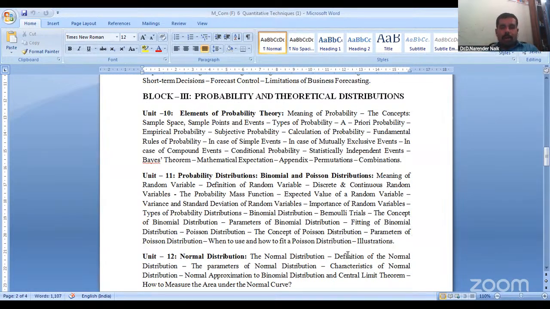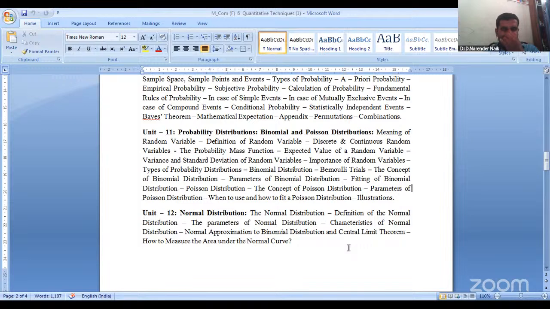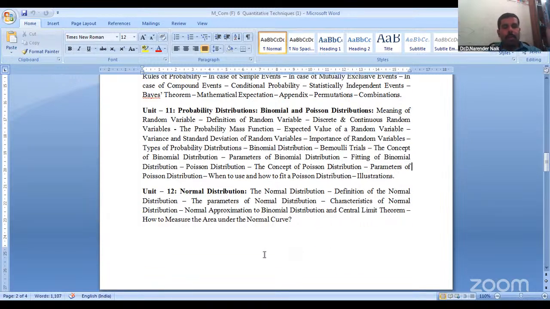The concept of Poisson distribution, parameters of Poisson distribution, when to use and how to fit a Poisson distribution with illustrations. Okay, so this is unit number 11. Then unit number 12, the normal distribution. It is also a good and interesting topic.